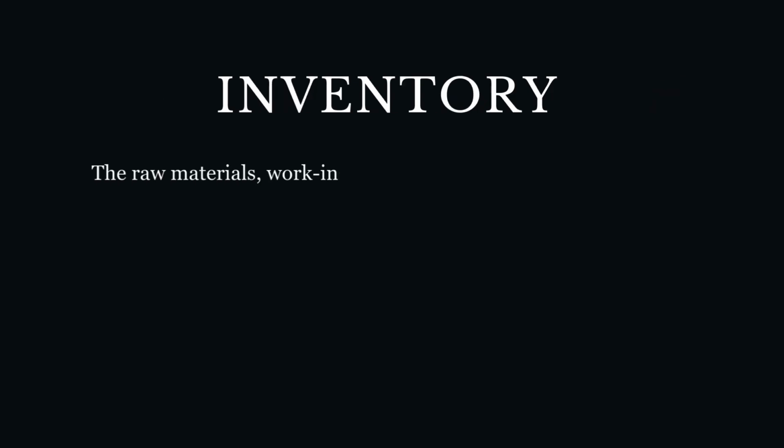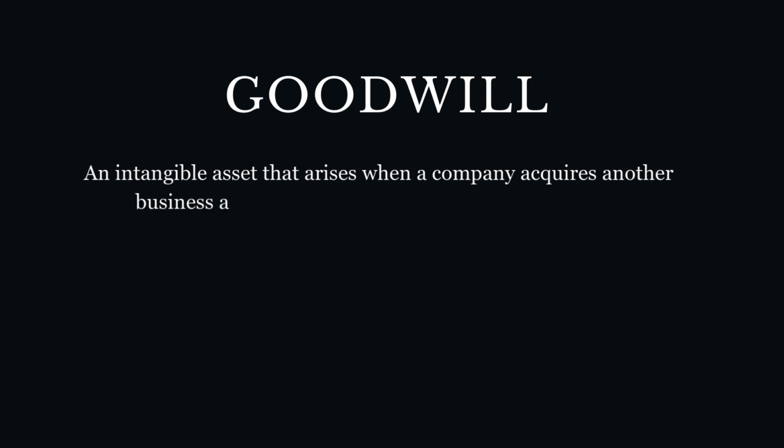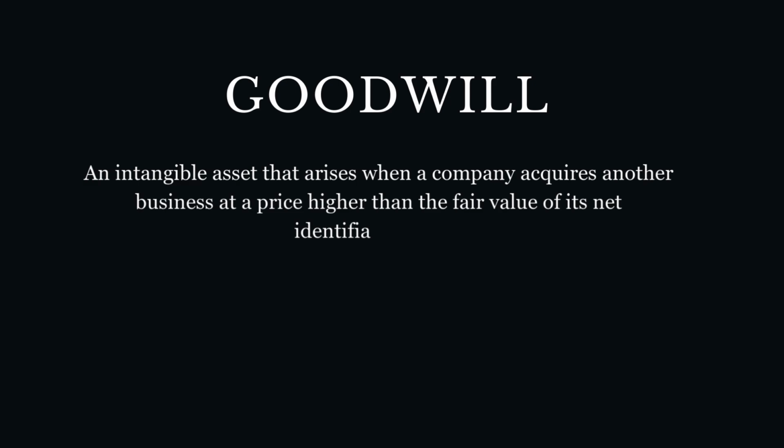Inventory. Inventory is the raw materials, work-in-progress goods, and finished goods that a company holds for sale. Goodwill. Goodwill is an intangible asset that arises when a company acquires another business at a price higher than the fair value of its net identifiable assets.